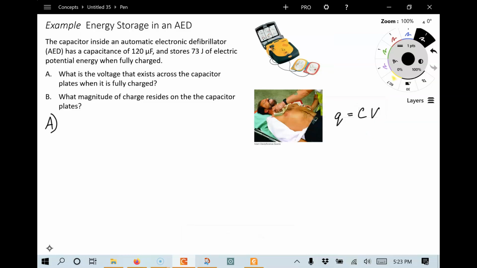The capacitance tells you, for a given voltage, how much charge you can store. But we're starting in part A with energy. So we know we've got capacitance C equal to 120 microfarads, and the amount of energy stored, which I'm going to write as the electric potential energy, is equal to 73 joules. How do we figure out V? Not from the equation I just wrote. We're going to need a different set of equations to figure out how the voltage and capacitance are related to the amount of energy you can store in a capacitor.